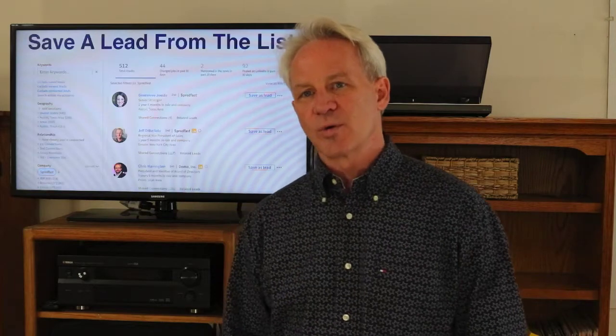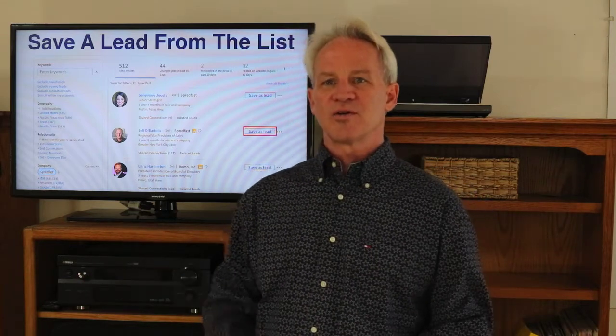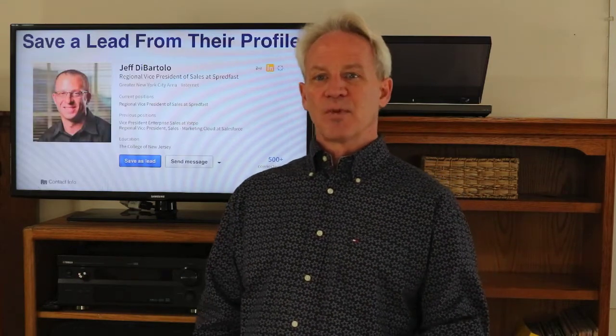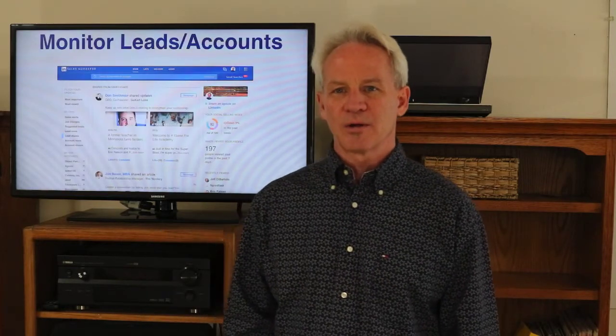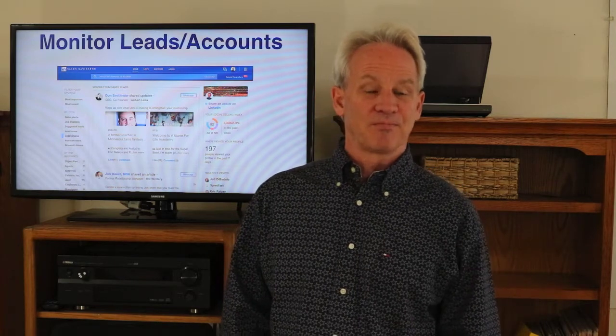We're going to go after them, so we're going to save them as a lead. Save them right from the list. We showed you how to do it from the profile before. Now I'm showing you how to save from a list. Okay, there we go. See, save as a lead from the profile. If you really don't want to be connected with someone anymore, you can pull it back. You can unsave the lead. You can unsave someone as a lead.